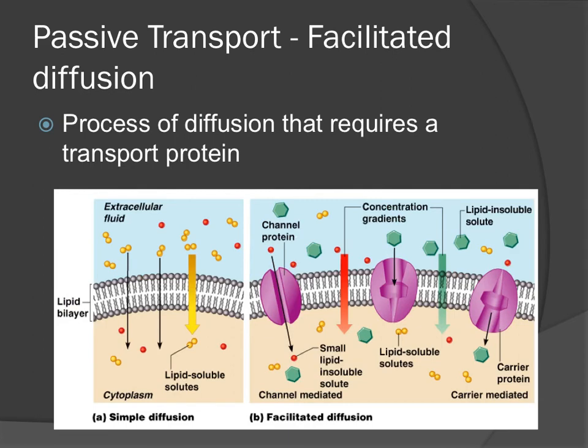Passive transport: facilitated diffusion. This is just simply the process of diffusion that requires a transport protein. So for facilitated diffusion to occur, it does require a gradient and a transport mechanism, such as the movement of glucose across the plasma membrane, which is achieved by facilitated diffusion.